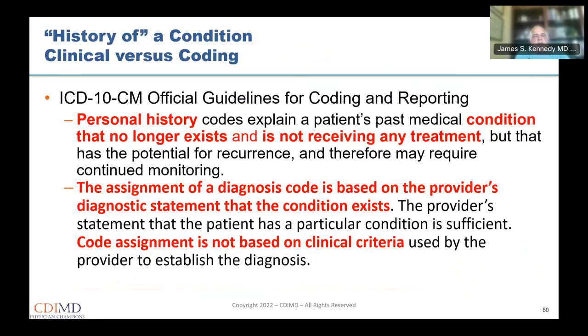Another coding concept in diagnoses is the concept of history of. Many physicians will document in the medical record that the patient has a history of diabetes, a history of lung disease, and a history of this and a history of that. Many physicians will think of history to mean that the patient has the condition. ICD-10, on the other hand, considers history of to be no longer present and not being treated. So the predicament that we have is that sometimes we have to differentiate whether it's a history of a condition or the presence of a condition.